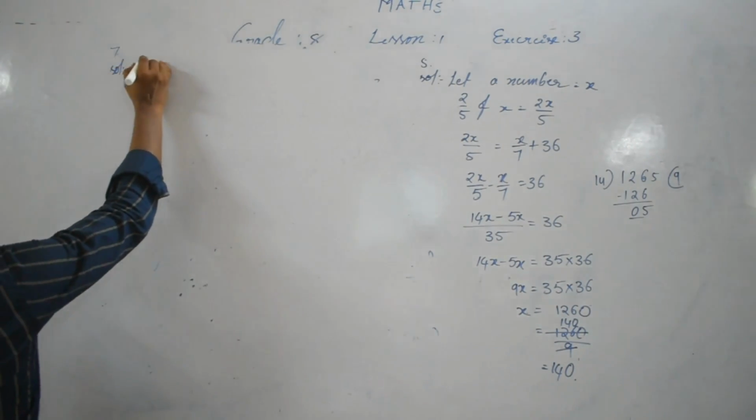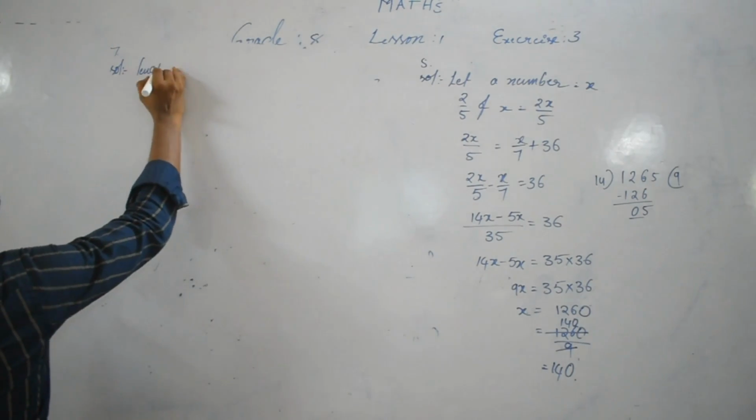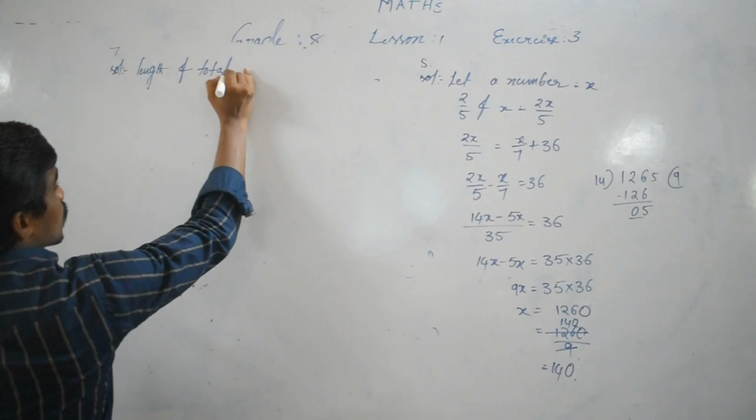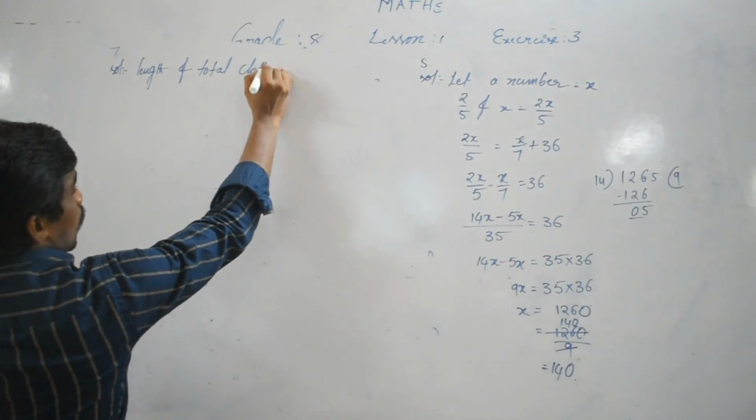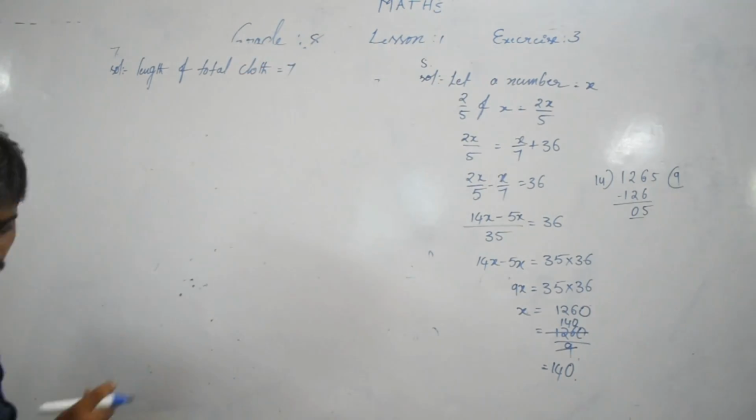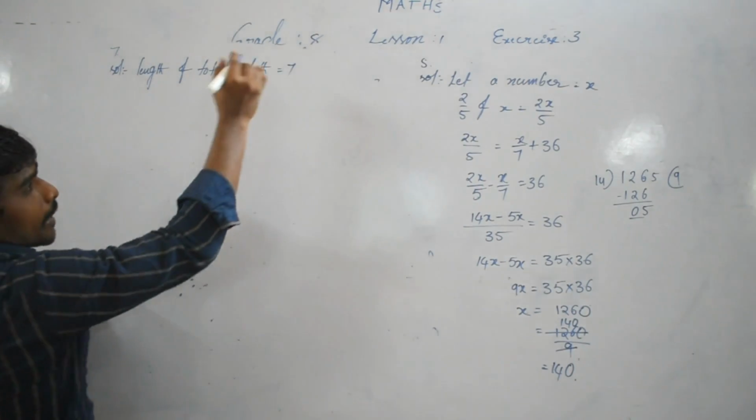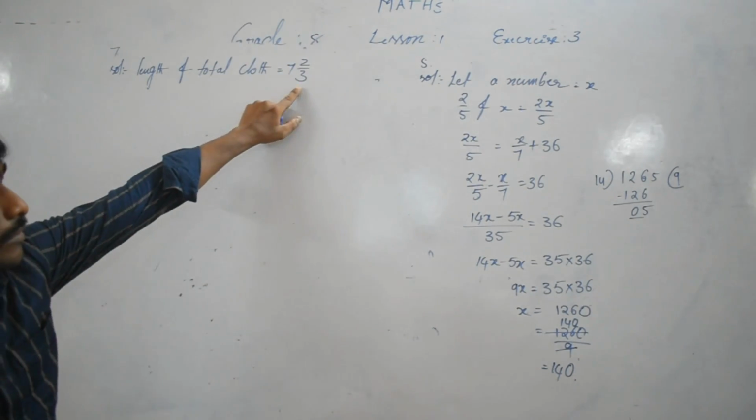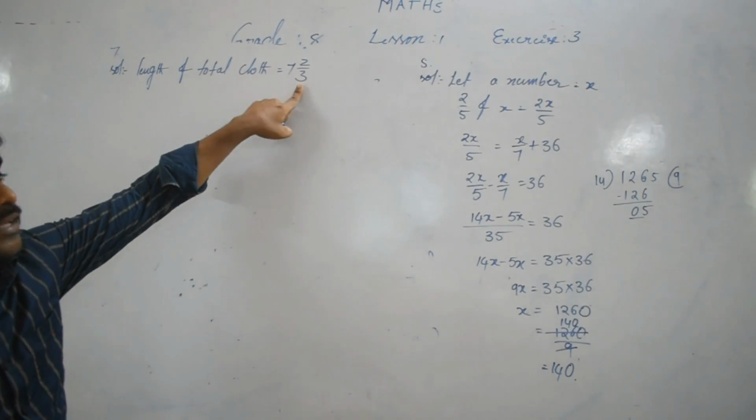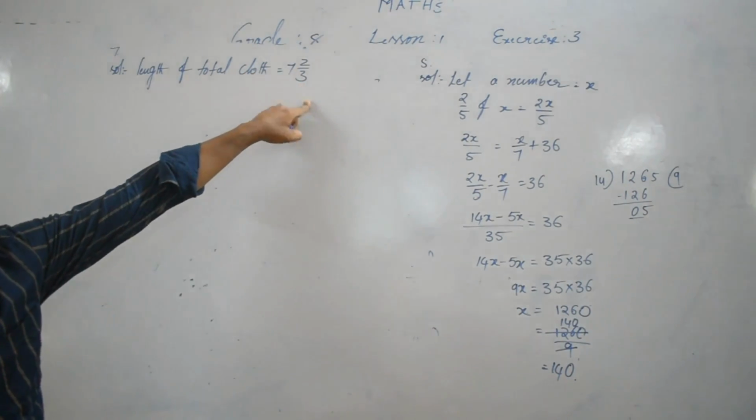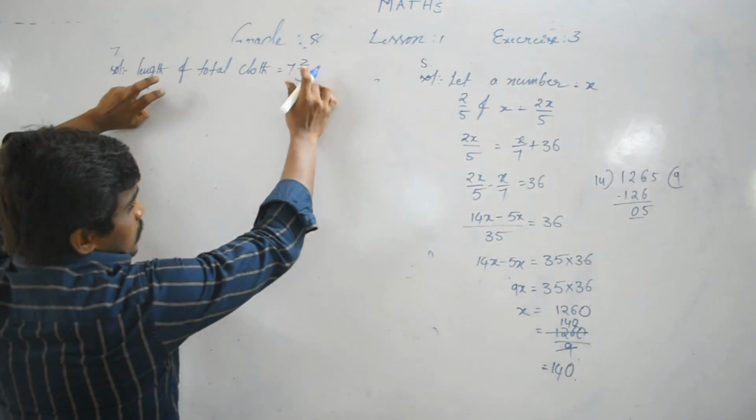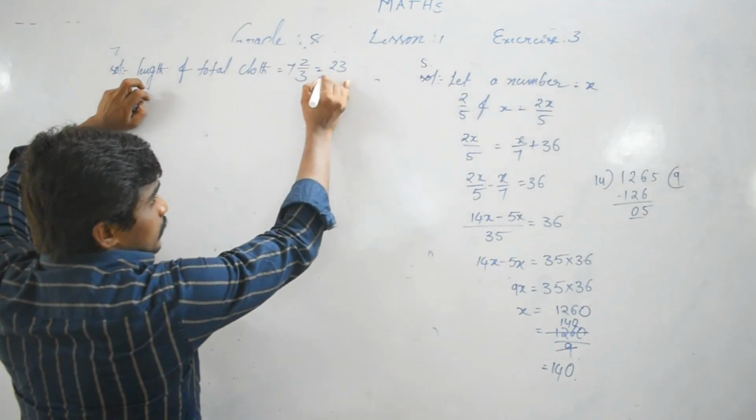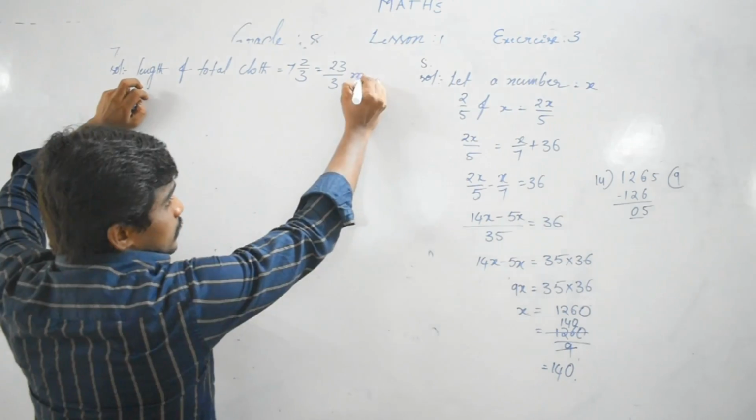Length of the total cloth. How much is given? 7 2 by 3. This is the total length of cloth: 7 meters 2 by 3 meters. So here 7 times 3 is 21, plus 2, 23 by 3 meters.